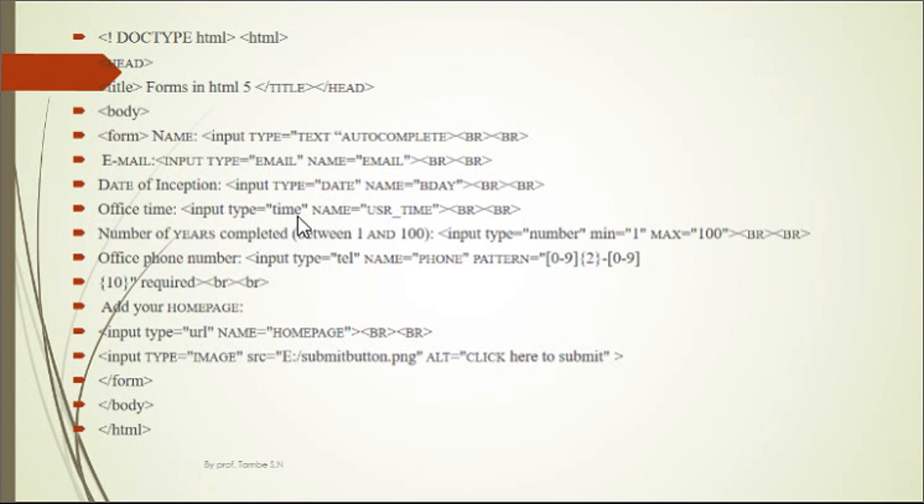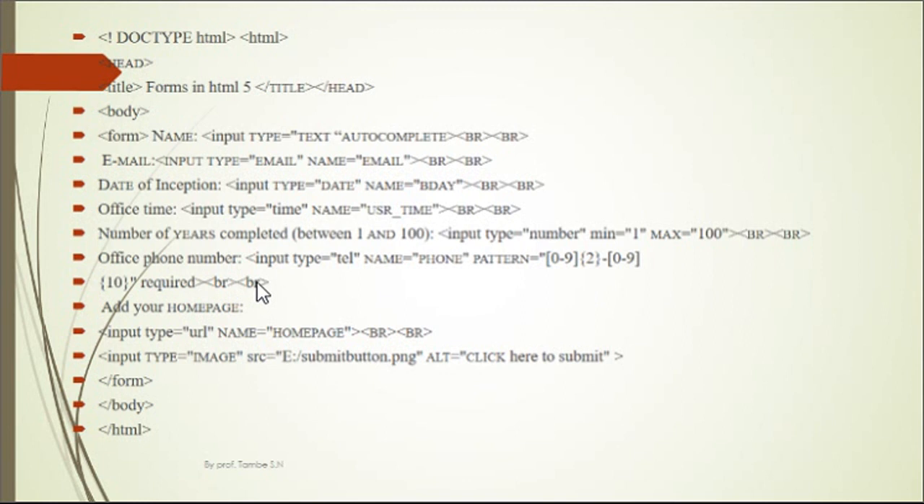By using whatever inputs we have seen before, we are going to use that input in this form, that is input type is equal to time. Assign the name, that is the user time, again break the line. Next one is the number of years completed, that should be in the range 1 to 100. So for that purpose, input type is equal to number, we have to assign the minimum is equal to 1, maximum is equal to 100. Close the angular bracket here, break the line, go for the next line.